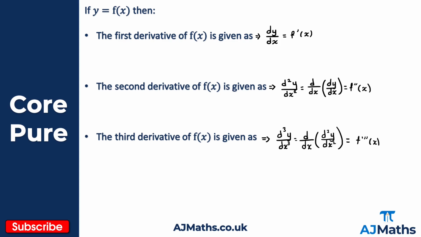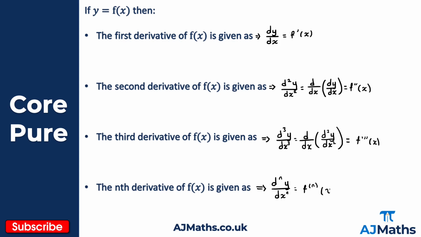So can we generalize this? Well, of course. The nth derivative of f of x is given by d to the power of n y over dx to the power of n, because this is the nth derivative. Now, in terms of this notation, the way that we represent this is f, and now we write this almost as a power. We've got f with a little bracket of n, then x. So this represents the nth derivative of f of x.